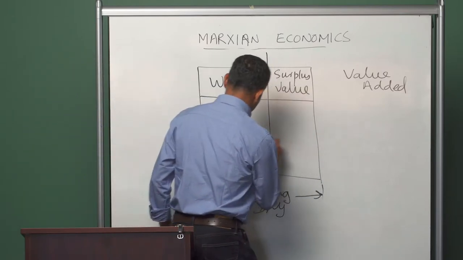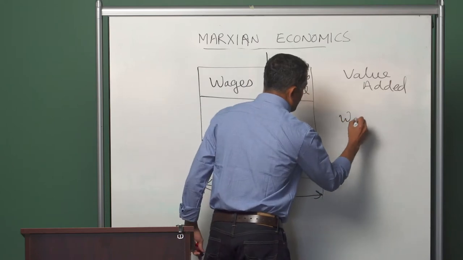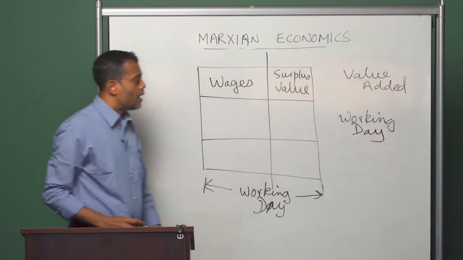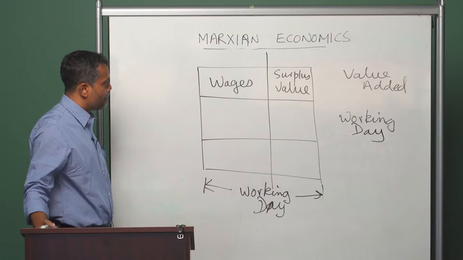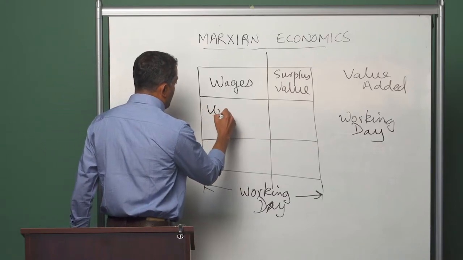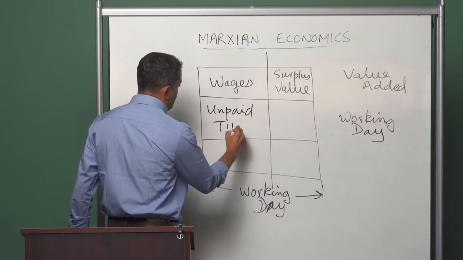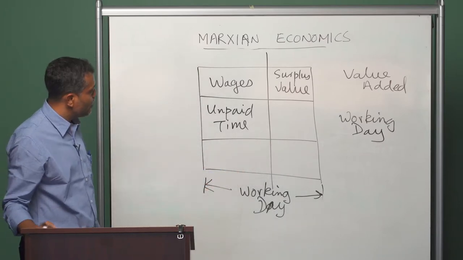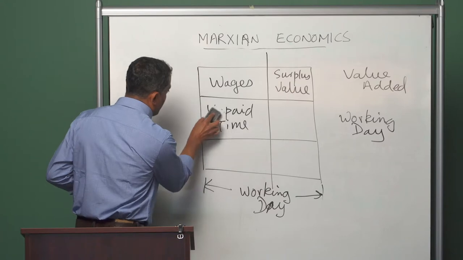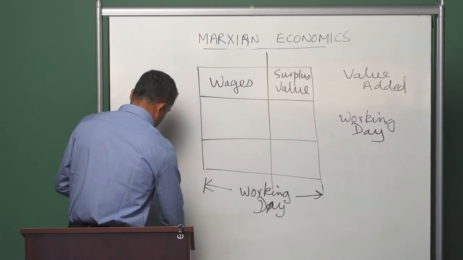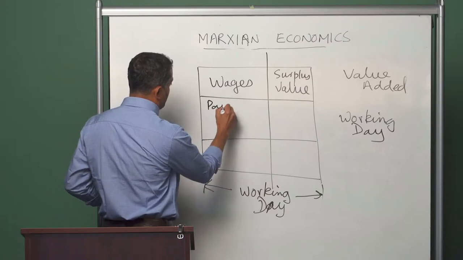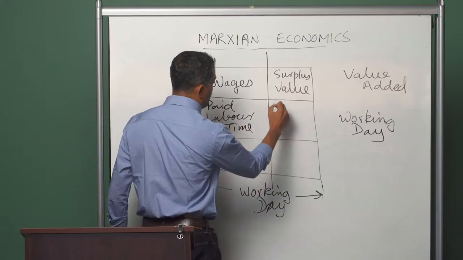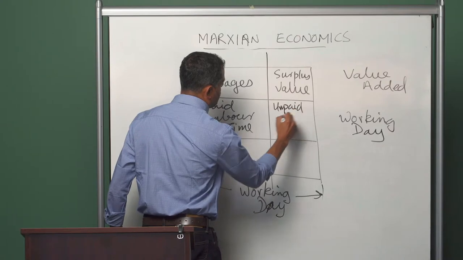We can also look at this total working day in terms of the amount of time that is devoted to the working day. If we do that, we would be able to see that it is broken up into two parts. So wages represent the paid labor time, and the surplus value represents the unpaid labor time.